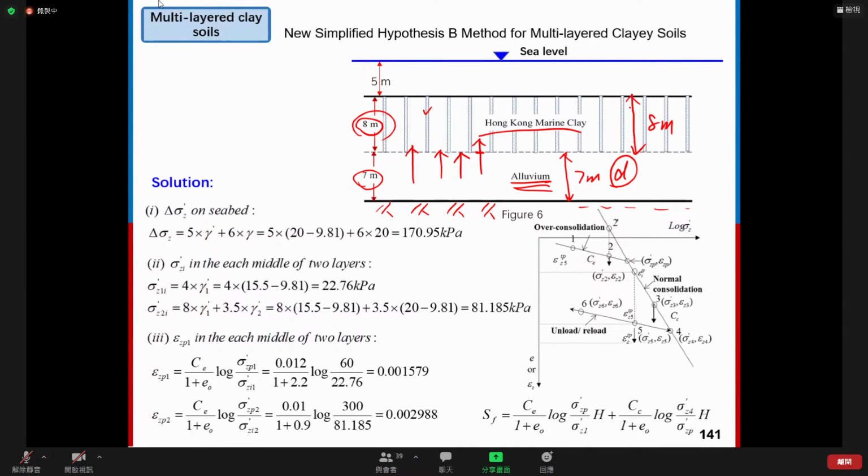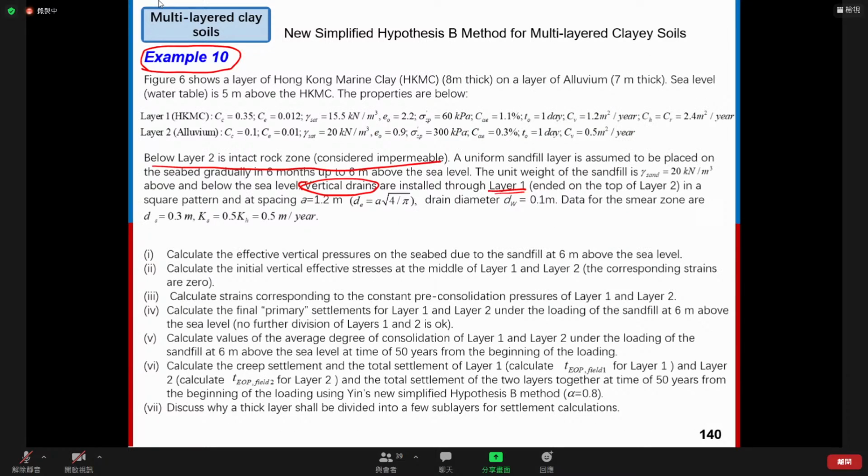So for Hong Kong marine clay, besides the vertical direction of water flow, we also have the horizontal water flow to the vertical drain first, then move to the top surface, then flow away. This is another direction of the water flow in the first layer here. So for Hong Kong marine clay, this is a 2D axisymmetric condition for the consolidation, and for the alluvium, we only have a 1D consolidation problem. This is the difference between these two layers.